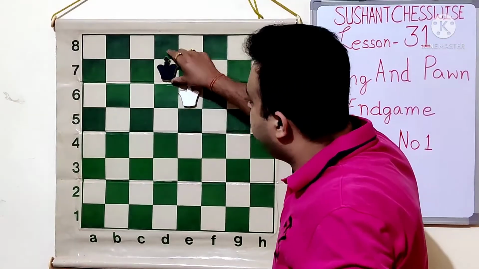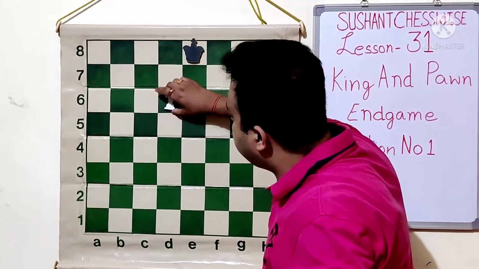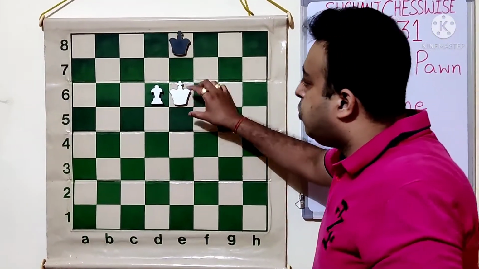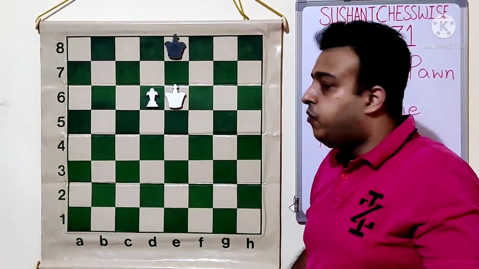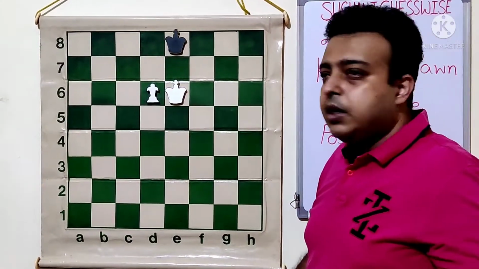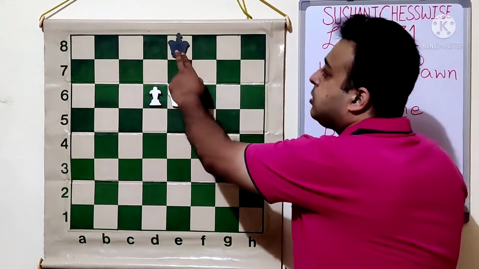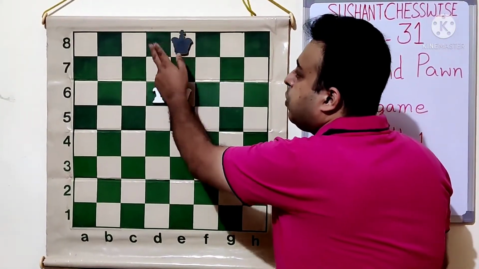So what we noted here is that having the opposition for black was very good. It is always good to put the opponent on the move. Now let's take the same case. Suppose it is black's move here. What will happen? The black king has two choices: either it goes to f8 or d8.